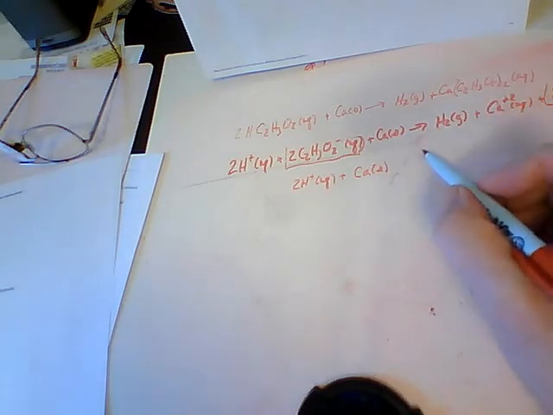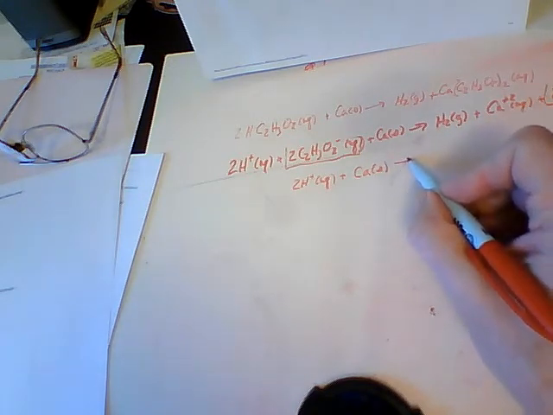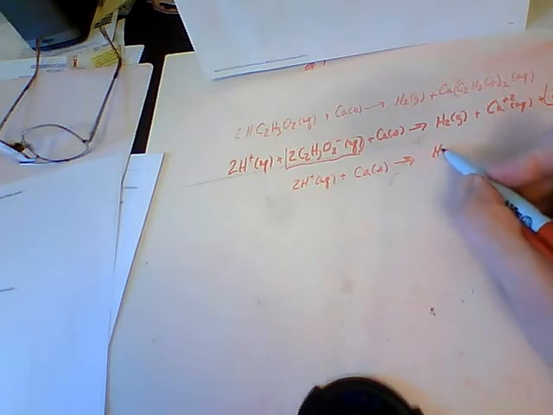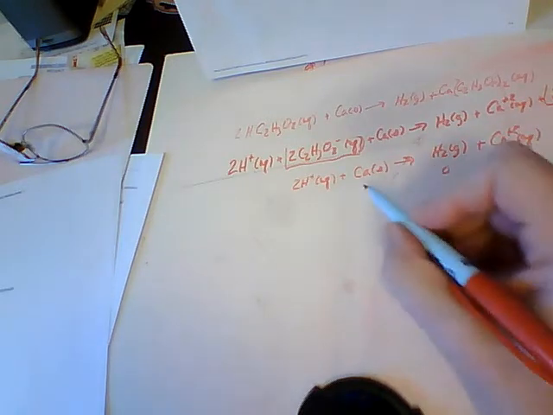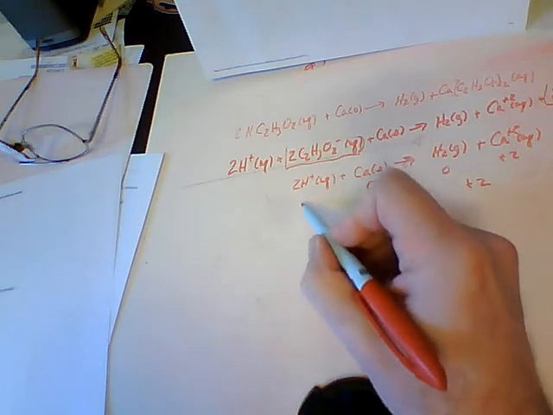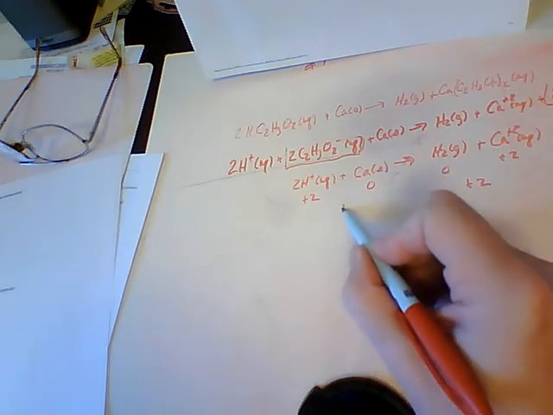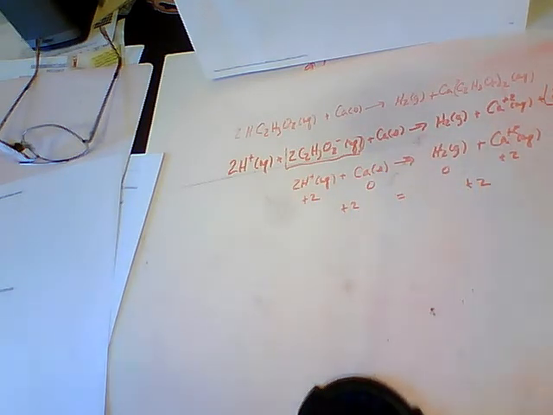Again, guys, charges are always conserved. And we get hydrogen gas, the calcium ion. Note now, 0 for the charge for all elements or compounds. 1 calcium +2, and it's +2 net on this side. 0 for an element, 2 + 1s is +2. +2 equals +2. Charges are always conserved.